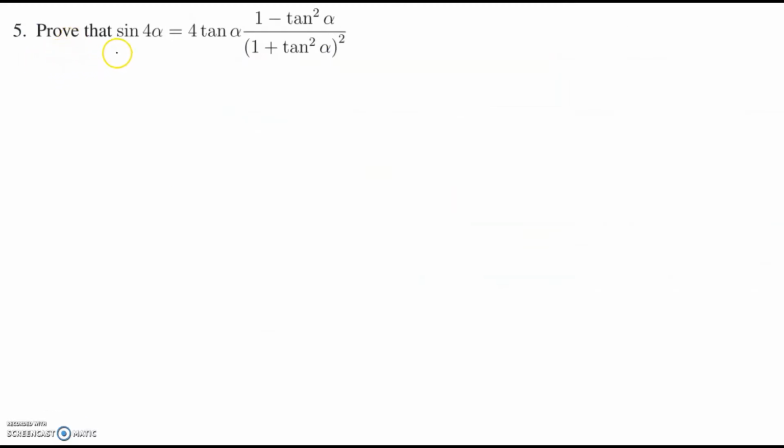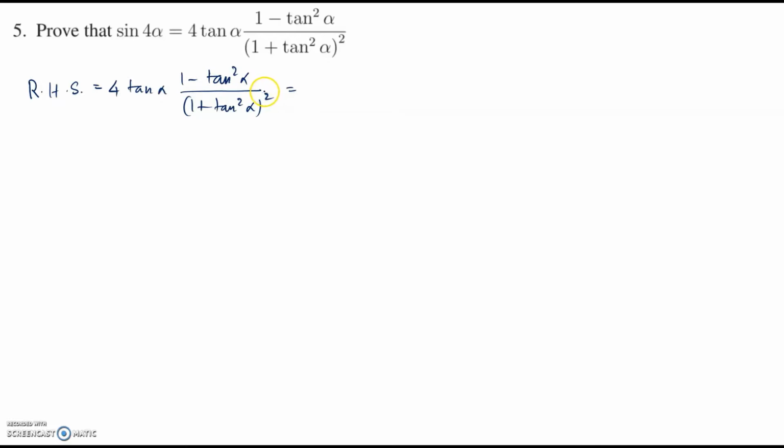Question number 5. Prove that sine 4 alpha is equal to 4 times tan alpha into 1 minus tan squared alpha divided by 1 plus tan squared alpha, the whole square. Okay, to prove this, let's take first the RHS. That would be more easier for us to prove. So RHS is equal to 4 times tan alpha into 1 minus tan squared alpha divided by 1 plus tan squared alpha, the whole square.